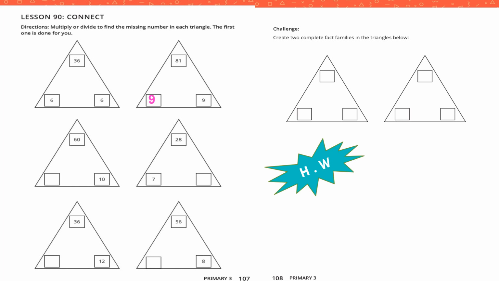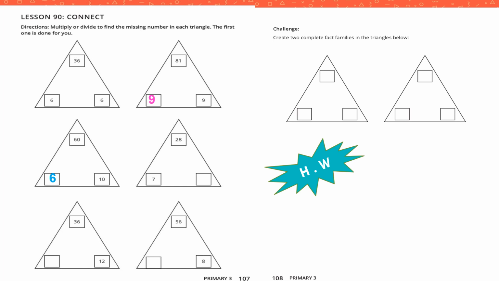Down, the third triangle here, we have 60 on the top, and 10 down as a small number, and 60 is the biggest number. And what shall we do to get the missing number here on the other side? 10, it means 10 times what equals 60? 10 times what? Yes, 10 times 6 equals 60 to get the biggest number on the top.